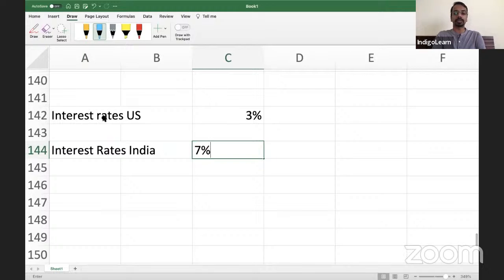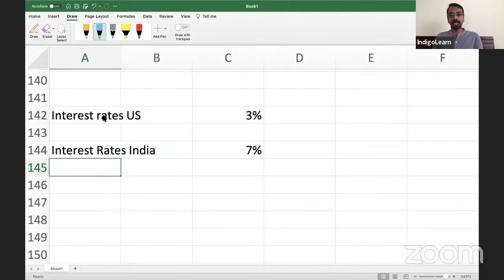Interest rate in India is 7%. Okay, now you got a wonderful business idea. I will borrow in USD, lend money in India, I'll pay 3% interest there, 7% interest I'll earn, and I'll make a lot of money. Friends, it is not so simple.